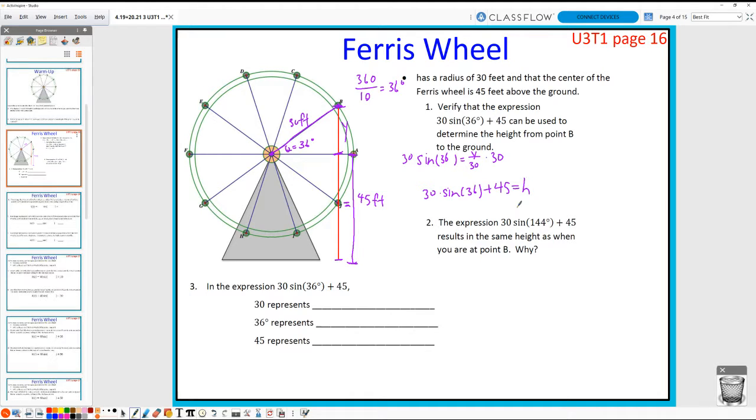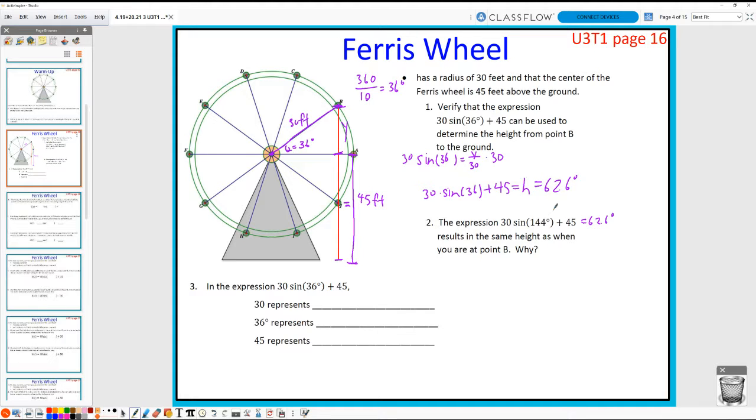So I'm going to just use my calculator. I know you can't see it, but I'm going to pull out my TI-83 Plus, and I'm going to go ahead and type in 30 sine of 144 degrees plus 45. I'm making sure my mode is in degree mode, and I have 62.6. So I found that this is 62.6. And I'm just going to calculate the other one as well, just showing that these two are the same amount.